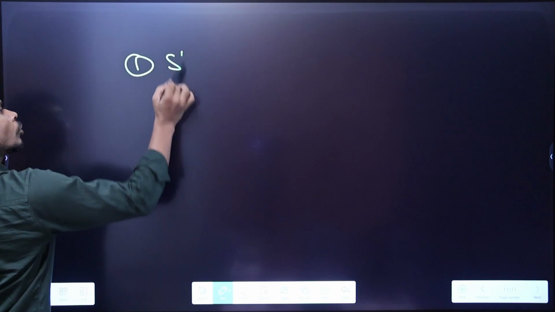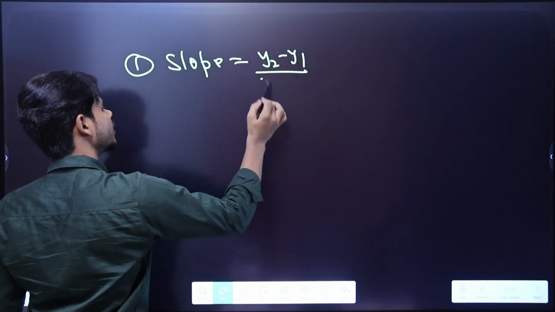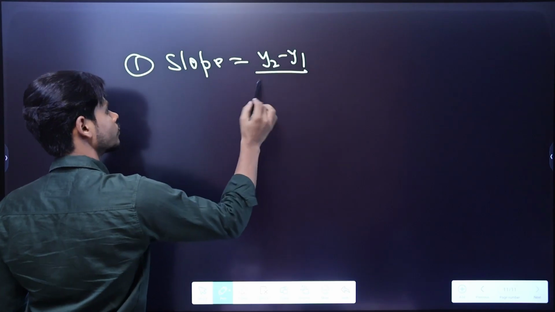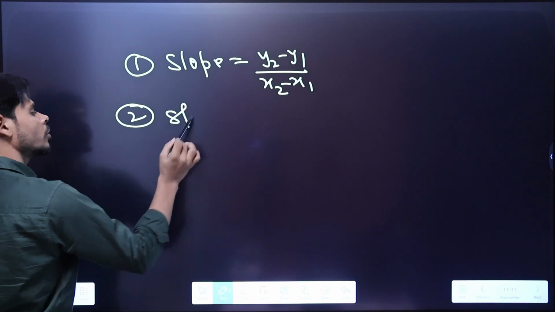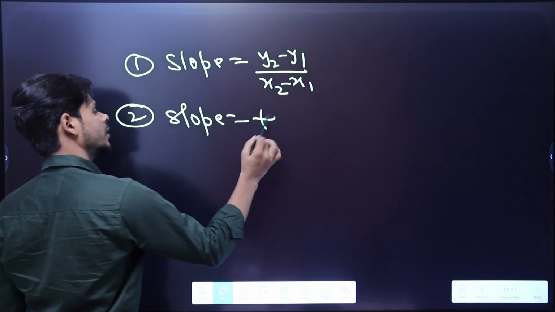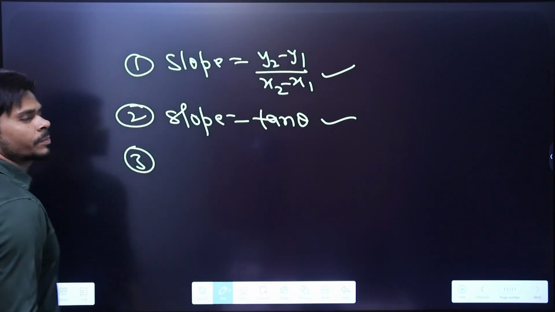First, slope was y2 minus y1 divided by x2 minus x1. Second, slope was tan theta, tan of theta when the angle is given, when 2 points are given. But another method I am going to explain to you right now.